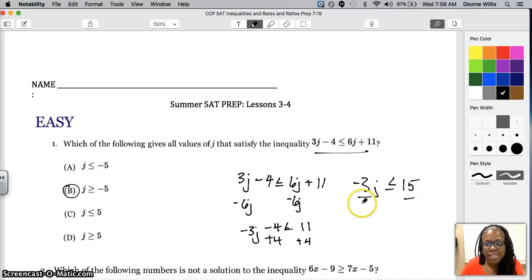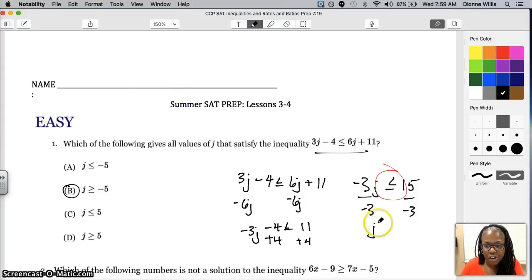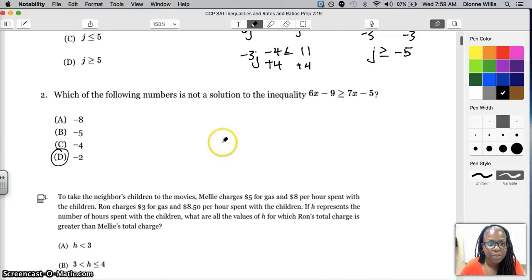When I divide both sides of an inequality by a negative number, as I'm doing here, automatically the sign flips. And that's something that you need to know. That was something that you were definitely taught in your algebra class. So the sign flips, and now J is greater than negative 5. And so you can see why our answer is B. Let's take a look at this next one.